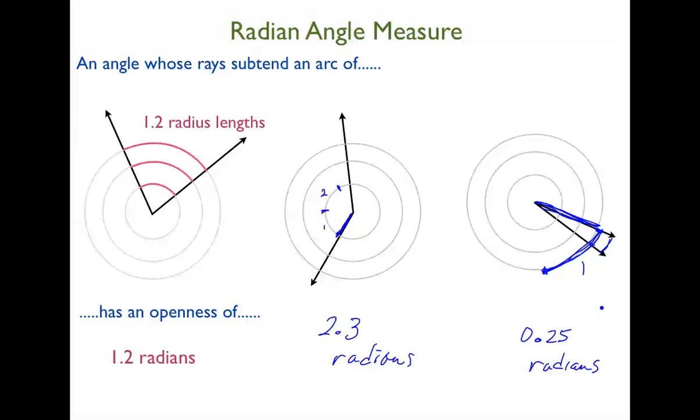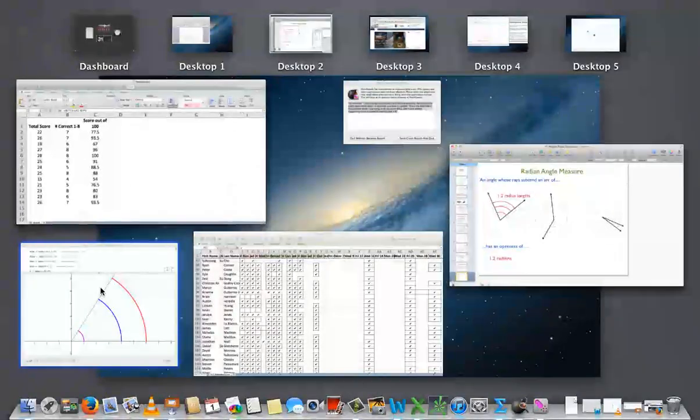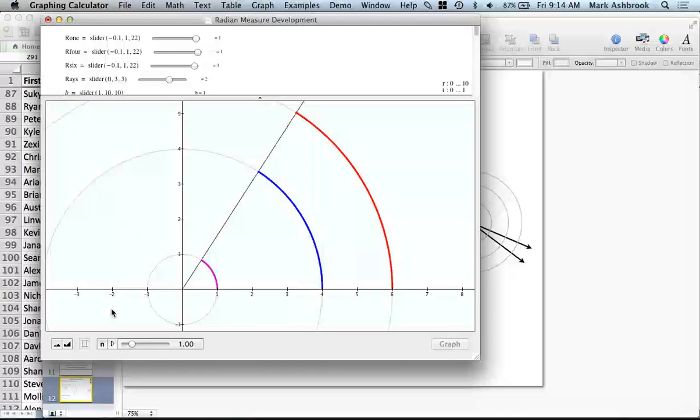Better. Yeah, Jessica. How do you know which radius to measure from? So in this one I picked the smallest, and this one I picked the largest. Does it matter? Doesn't matter. Because look, this is one radius length on its circle. This is one on its circle, and this is one on its circle. Just to show that any circle that you drew here, you'd get one, and the openness would be one radius length on its respective circle.